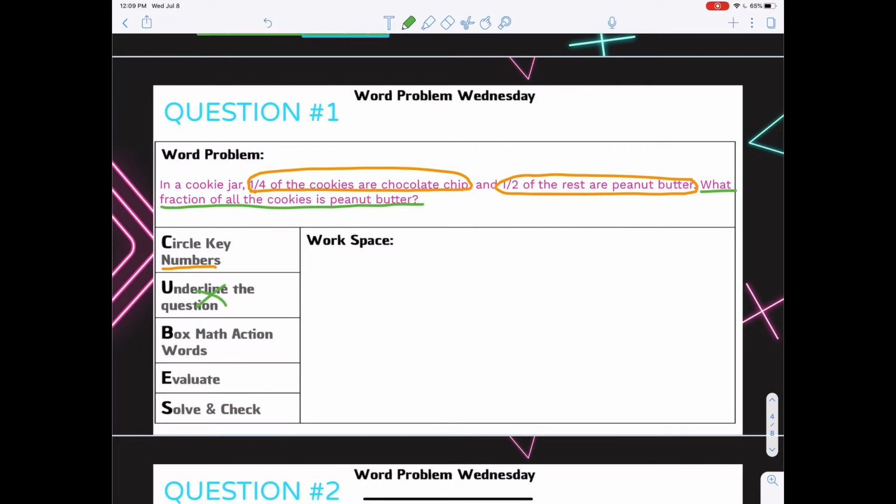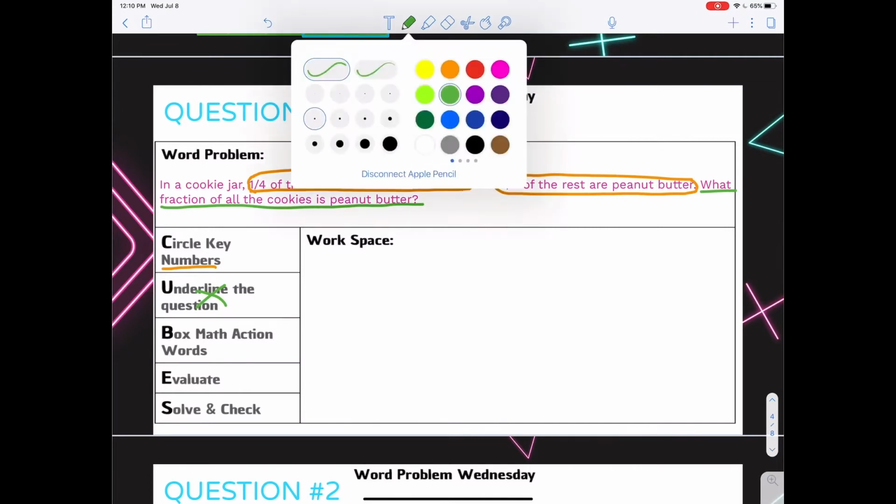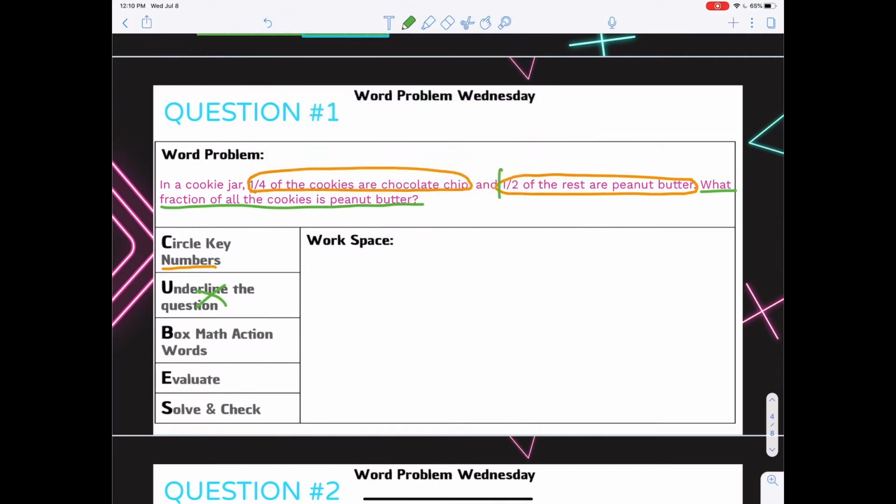B, we're going to box math action words. So for this one, we don't have an action word that just says multiply. So our math action word, I'm going to say is one half of the rest, because that tells me another step that we need to take. So we're good with this.